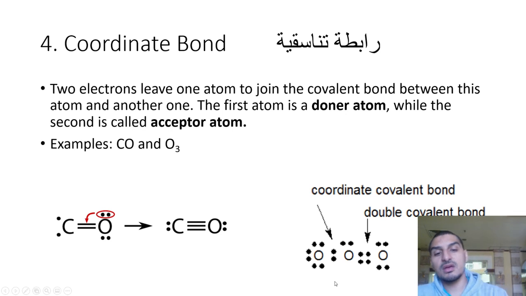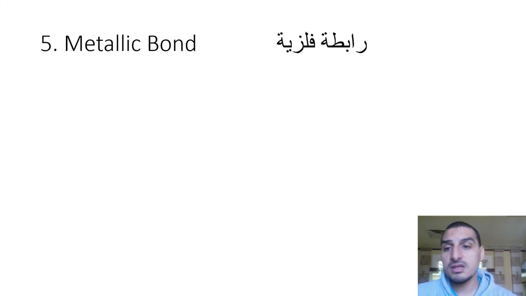And this is why we call this the donor atom, and this is the acceptor atom. Okay, and because the coordinate bond is very similar to the covalent bond, sometimes they call it the coordinate covalent bond because it behaves the same way. It's just the difference in the origin of the electrons. The last bond that we're going to discuss today is the metallic bond.